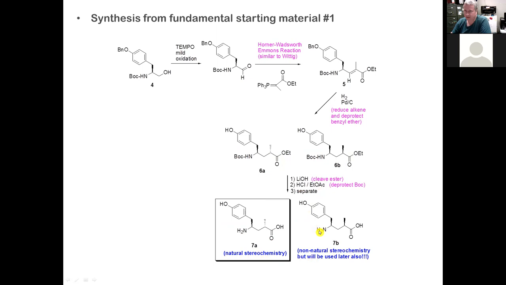But they decide, well, we made them both, so why don't we put them both into the drug and see what happens, right? So they'll put the natural one into the drug, put the non-natural one into the drug, and then maybe they can test the biological activity and see, does that chiral center even matter, right? And just for reference, they're calling this 2S, and this is 2R. You can double check that. 2S is natural, 2R is non-natural, okay?